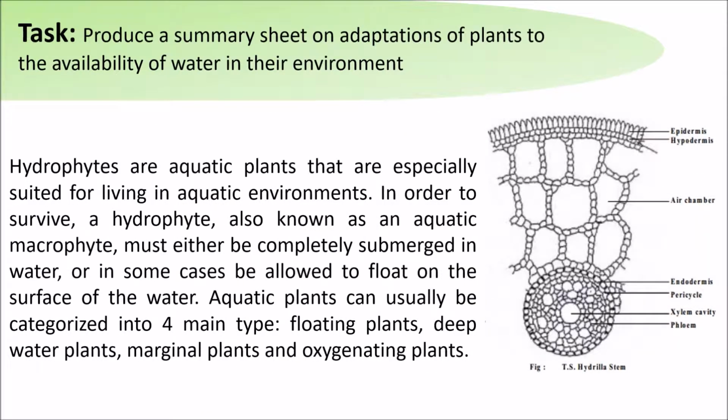Hydrophiles are aquatic plants that are especially suited for living in aquatic environments. A hydrophile is also known as an aquatic macrophyte. In order to survive, they must either be completely submerged in water or in some cases be allowed to float on the surface of water. Aquatic plants can usually be categorized into four main types: floating plants, deep water plants, marginal plants, or oxygenating plants.